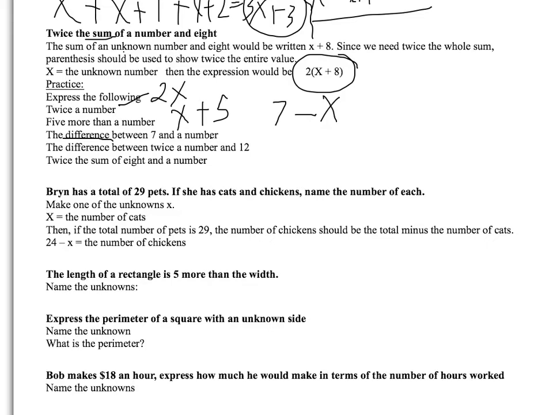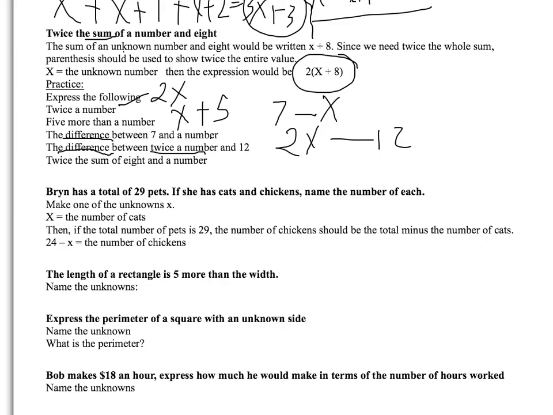And then we have the difference of twice a number and 12. So difference, we're talking about subtraction again. I'll put some subtraction down. Now, twice a number is going to be 2x, and 12 is 12, so 2x minus 12, that's what we have there.